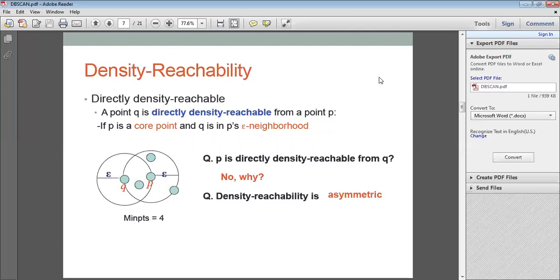But similarly, P is within epsilon distance of point Q, but Q is not a core point, so P is not density reachable from Q. I'm repeating that Q is density reachable from P because P is a core point, but P is not density reachable from Q because Q is not a core point. So density reachable is an asymmetric relation.